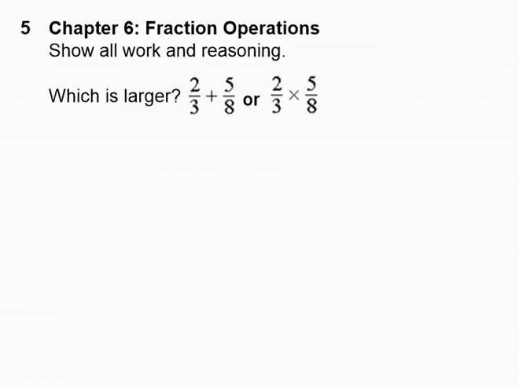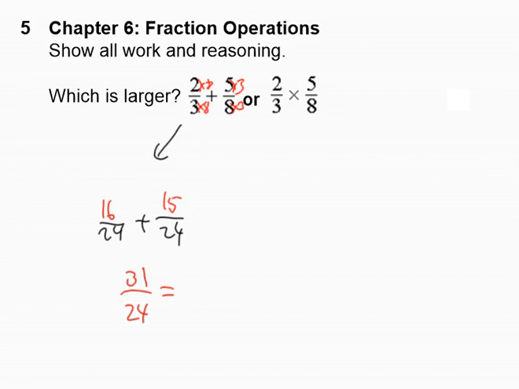Question 5, show all work and reasoning. Which is larger? Here, because we're adding, we need a common denominator. The first common denominator we'll choose is 24. When we multiply this out to create the equivalent fraction, it'll be 16/24 plus 15/24, which is 31/24, which, since that's improper, is equivalent to 1 and 7/24. Okay, that's the first one.